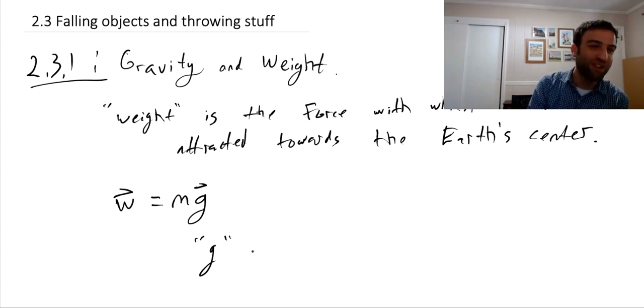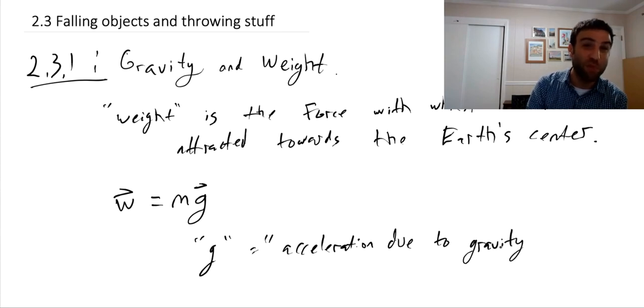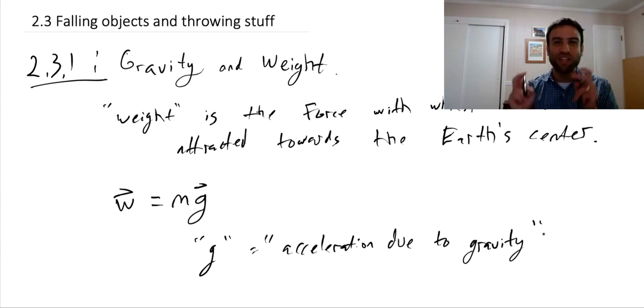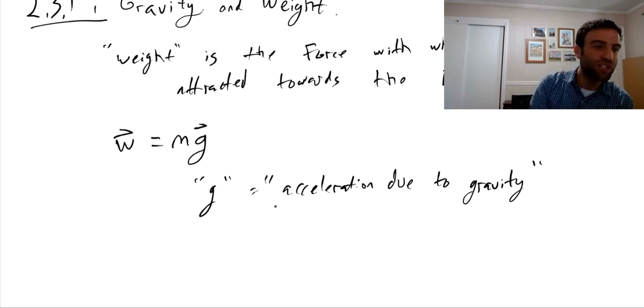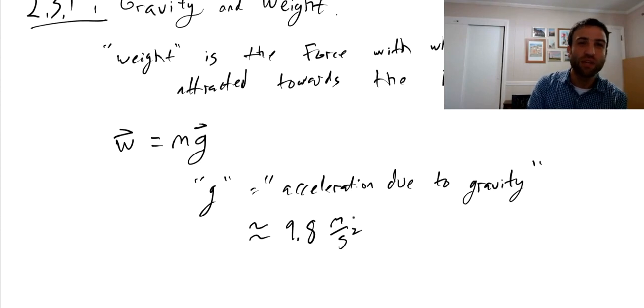g is often called the acceleration due to gravity, but it really means due to gravity. But in this context, it's kind of specialized for when you're on planet Earth. And the value of g is approximately 9.8 meters per second squared. Just like any acceleration, it has units of length per time squared, and in SI units, the specific value is about 9.8 meters per second squared. It's also about 32 feet per second squared, if that's easier for you to think about.